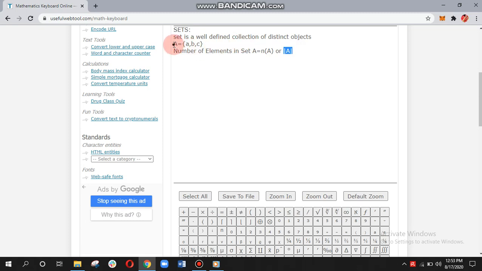If we see this example, we have A, B, and C. It is clearly defined that we have three elements in set A. So what we can say is that the number of elements in set A is 3.